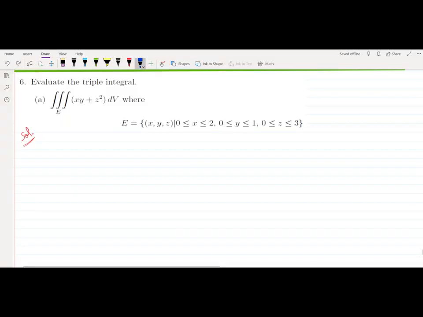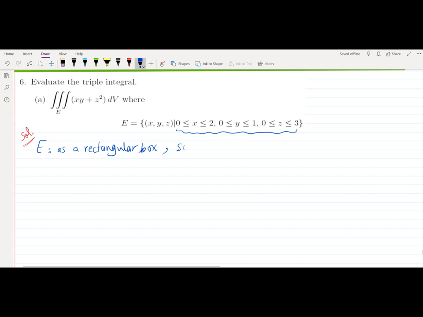Now, problem number 6. Evaluate the triple integral over a certain region E of xy plus z squared dV, where E can be described as any ordered triple x, y, and z, where x from 0 to 2 and y from 0 to 1 and z from 0 to 3. This problem is a direct one, since all the limits of the variables are constants, so this E can be considered as a rectangular box with constant length and width and height.